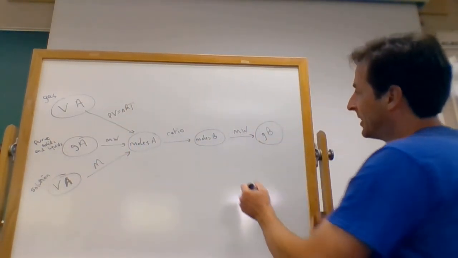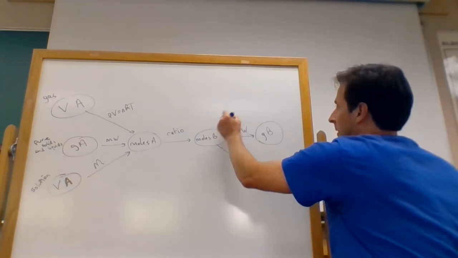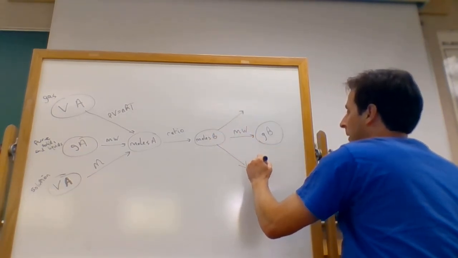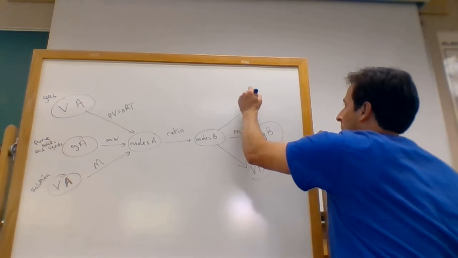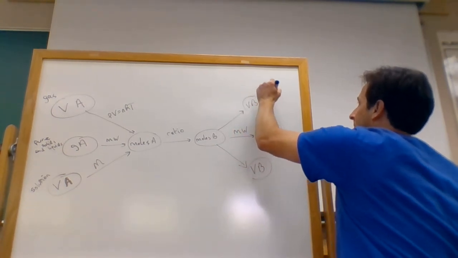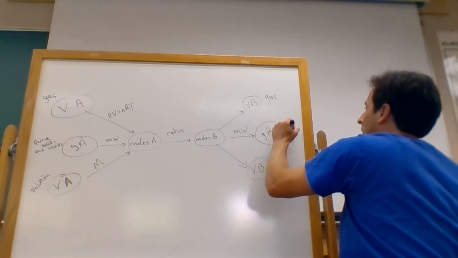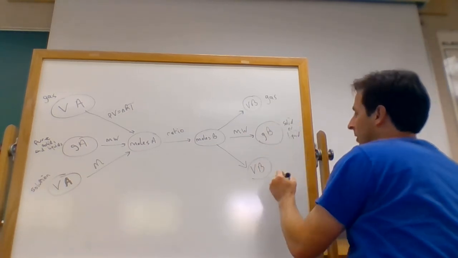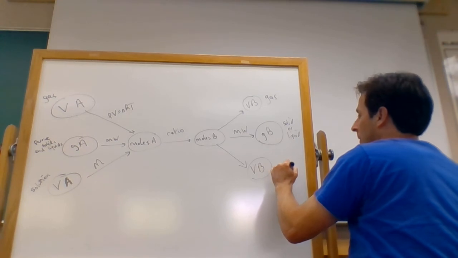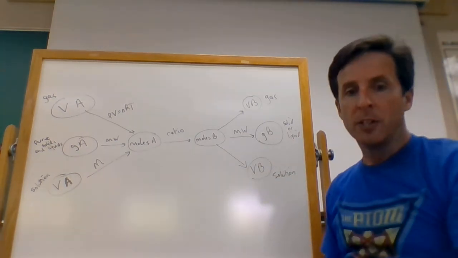Okay? And then on this side, I can do the same things to go to the volume of B, where this one's a gas, this one's a solid or pure liquid, and then this is a solution. Okay? So that's my mole map.